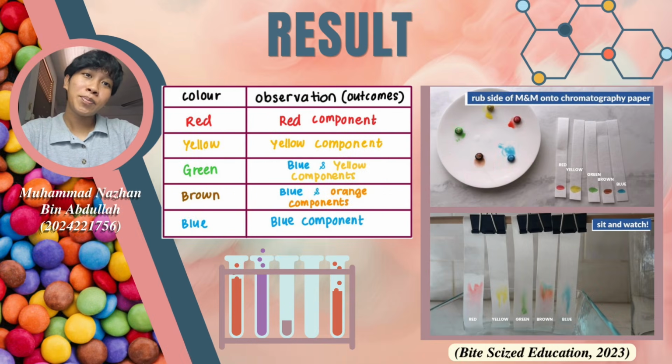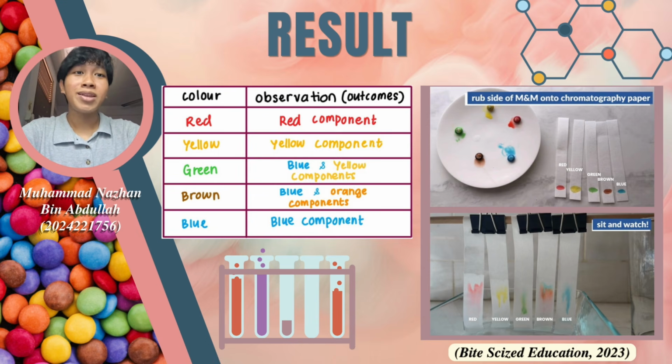So this is the example for a paper chromatography experiment on sugar-coated candy, which is M&M candy. As you can see here, we observe that each M&M candy color produces a different pattern on the chromatography paper. So this shows that some colors are made from a single food dye, while others are made by mixing two or more dyes.